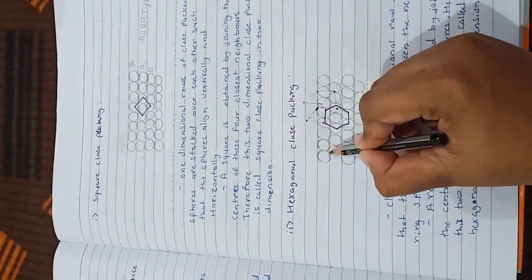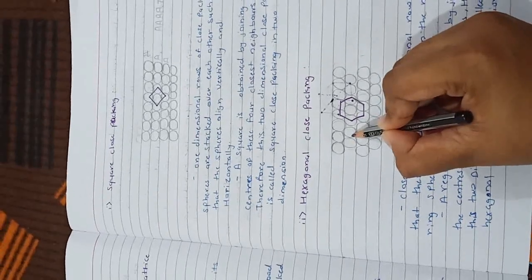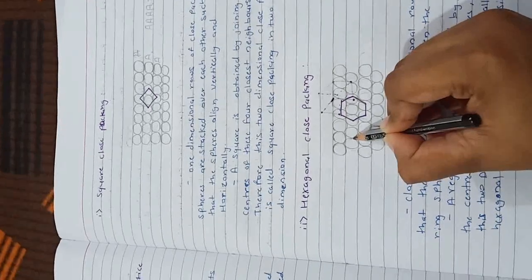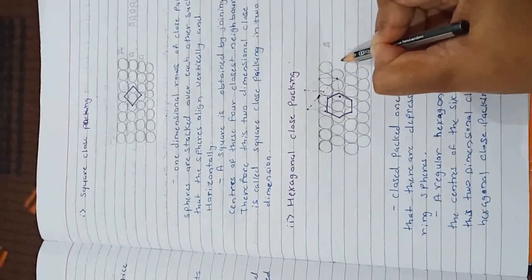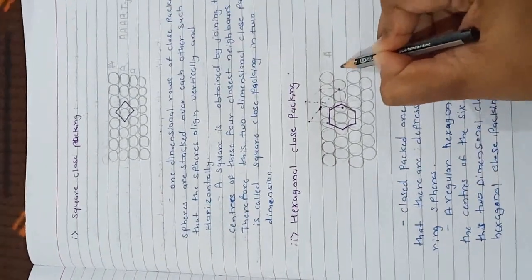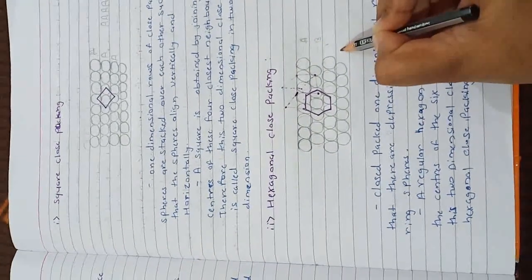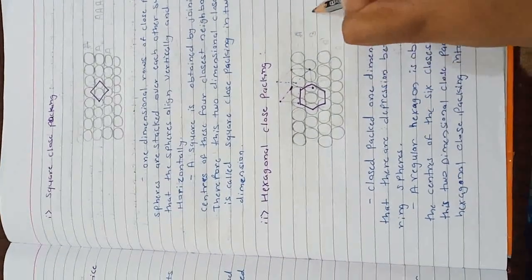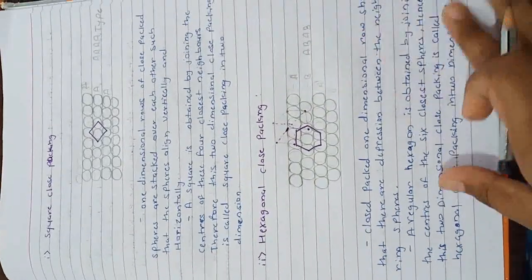Now in the figure, we will see the second row arranged in such a way that its spheres fit in the depressions of the first row. The first row we call A type and the second row, being different, is called the B type. This is followed by repetition of the same arrangement afterward. So this arrangement is called AB type arrangement.